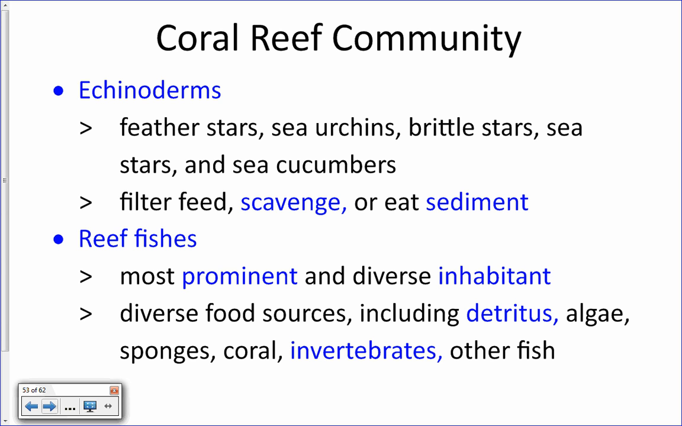Reef fish. Typically, if you think of a coral reef, you probably think of the fish that live there. And that's because the fish are probably the most prominent creature that lives there, maybe other than the coral. Okay? And there's tons and tons of different kinds of fish that live on a reef. And again, they'll be doing all sorts of different jobs in the food chain, in the ecosystem, depending on what they eat. So they'll eat detritus, algae, sponges, coral, invertebrates, and other fish. So the whole gamut of ecosystem levels is found in reef fish.